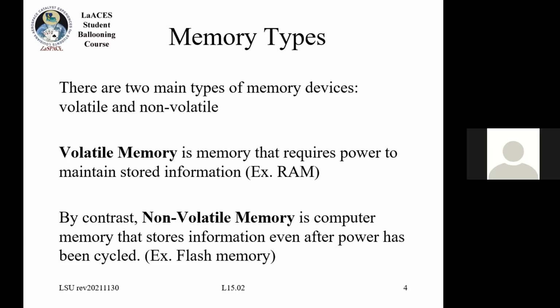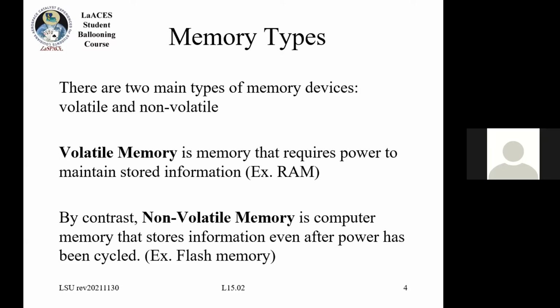So when you cycle power to your Arduino, all of the variables get reset to whatever the initial values were, the initial setup that you did in your program. Non-volatile memory is the opposite. It'll store the information even without power.